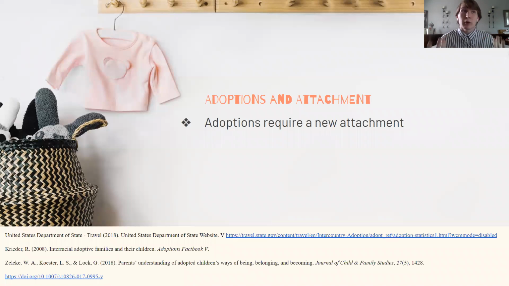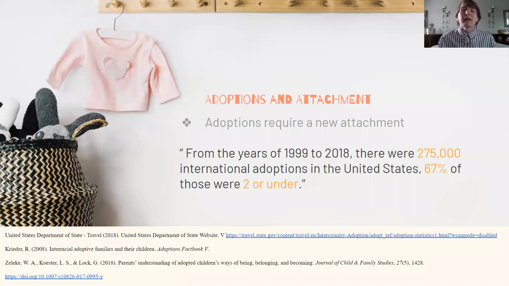And to show you how prevalent of an issue that is, from the years of 1999 to 2018, there was a total of 275,000 international adoptions in the United States. 67% of these were ages 2 or under. Now, the reason special focus is given to international adoptions is because they are more likely to suffer from the implicit bias that will be talked about later in the presentation.